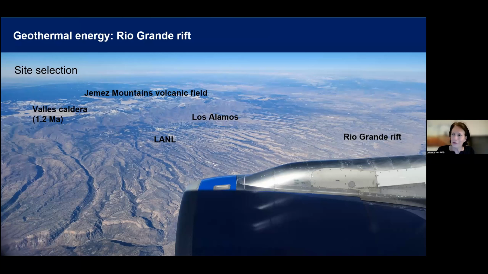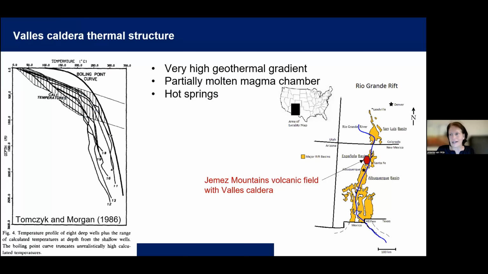I'm going to walk you through some of the considerations for site selection of this geothermal site. Below the Valle Caldera, there's a very high thermal gradient. I found this old study from 1986 that I'm showing you towards the left to give you an idea how the temperature here varies with depth.